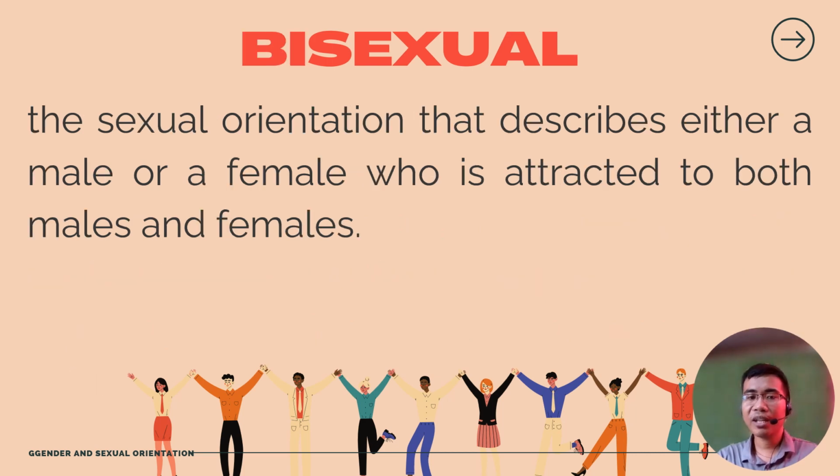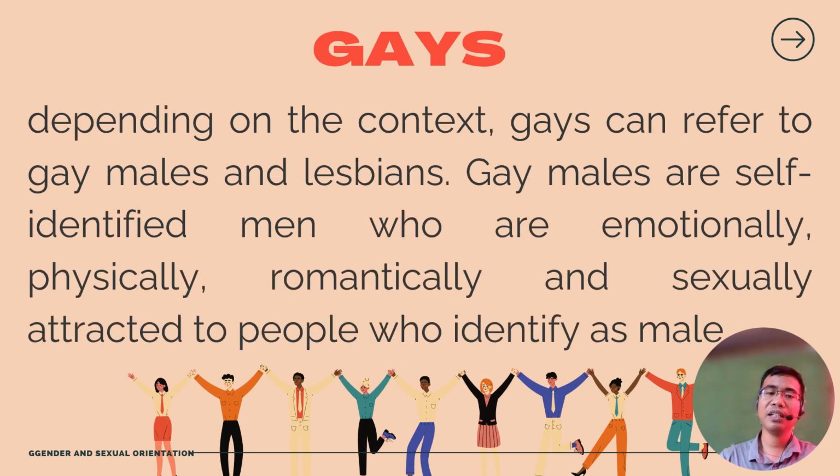Okay, so next to that we have bisexual. Bisexual is the sexual orientation that describes either a male or a female who is attracted to both males and females. Could it be a male attracted to the same male and a female? Could it be a female attracted to the same female and a male? So that is bisexual. Bi means two. Okay, so asexual, bisexual. Next to that, we have the gays.